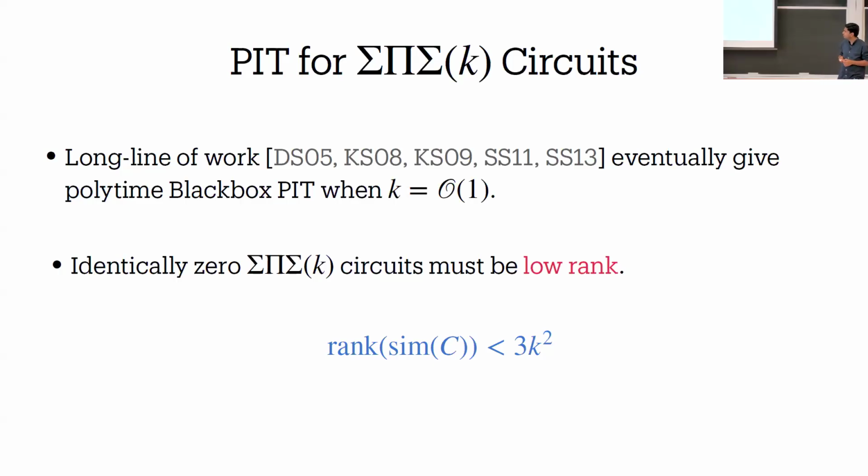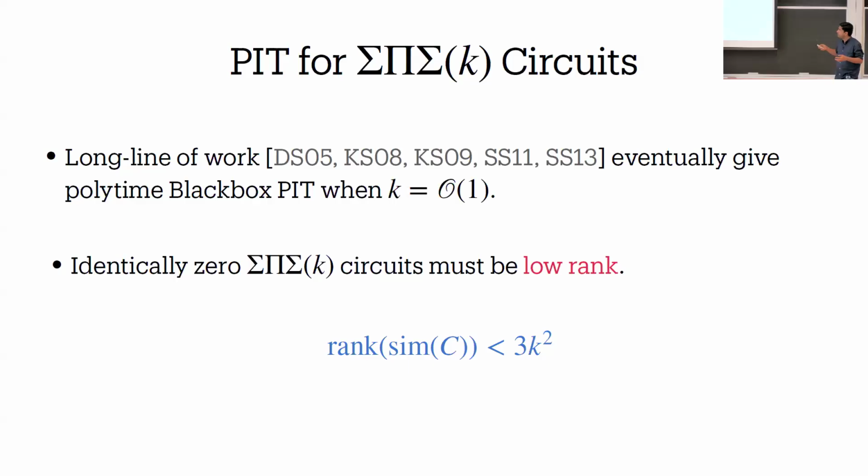And so it does not matter the number of variables, it does not matter the degree, the dimension of the space in which all these linear forms are lying, it has to be very small. And if k is a constant, they have to be in a constant dimensional space. So this is a huge structural way of understanding the computation that happens in depth 3 circuits.